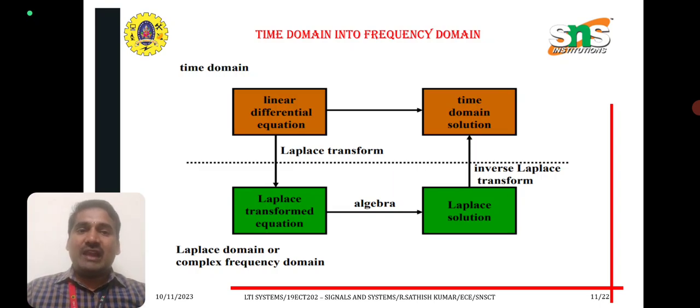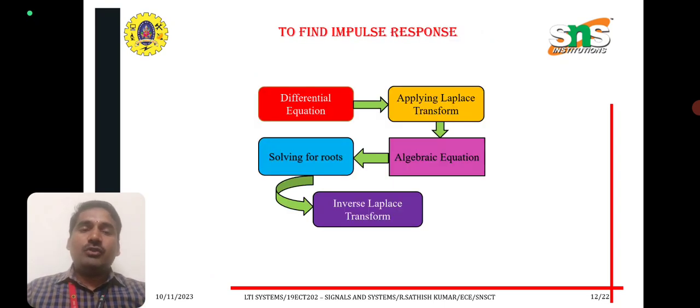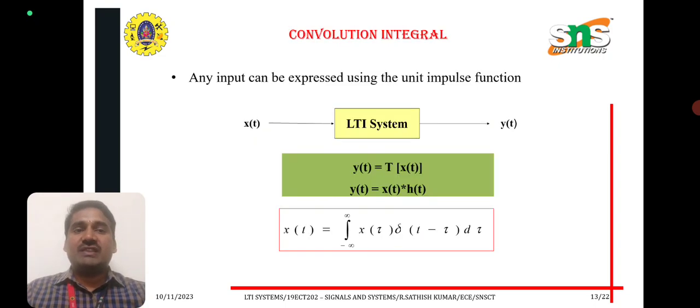While we apply the Laplace transform function to your Laplace solution, then we apply the inverse Laplace transform, and we can get the time domain solution. How to find the impulse response? First the differential equation, then we apply the Laplace transform to get the algebraic equation and solve for the roots. Finally, for those roots we apply the inverse Laplace transform, and we can get the impulse response of the system.